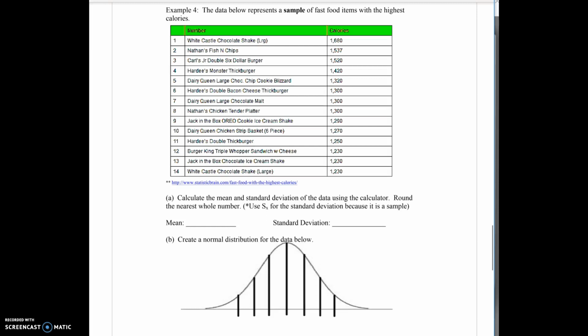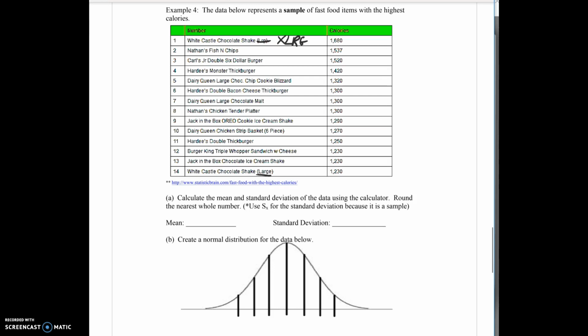Here we are going to look at a sample of data that we were going to put into a normal distribution. So this is fast food items with the highest calories. The one thing I did notice was this first one and last one are kind of the same. So I would just change this to extra large, since the last one is also a shake, but large, with different calories.